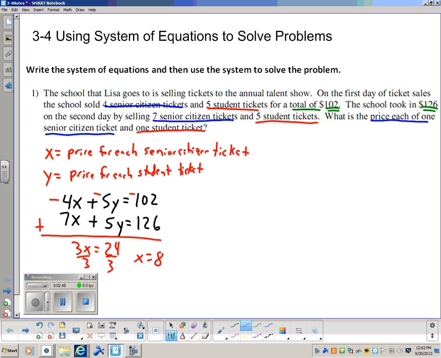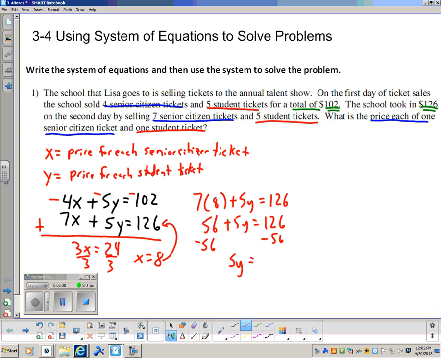And then you've got to plug it back into one of these, so I'm just going to plug it into this one. So I've got 7 times 8 plus 5y equals 126. 7 times 8 is 56. I'm going to get the y by itself, so I've got to get rid of that 56. So I'm going to subtract 56 from both sides. I get 5y equals 70. Divide by 5, and y ends up being 14.